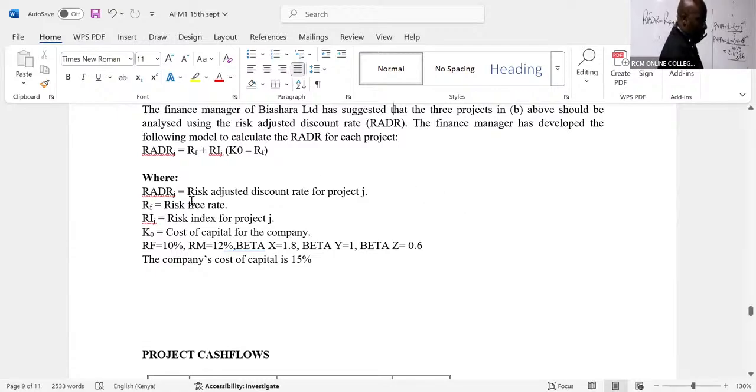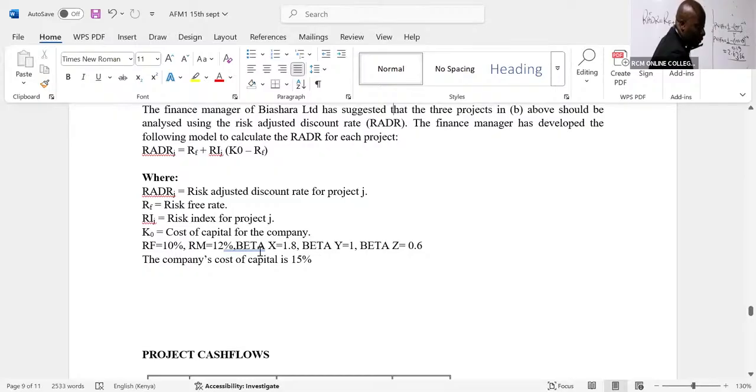So we have here RADRI, and you can see RF is risk-free. Then we have risk index for project J, and then we have risk-free. This has been given. And then the cost of capital is 15%. All right.